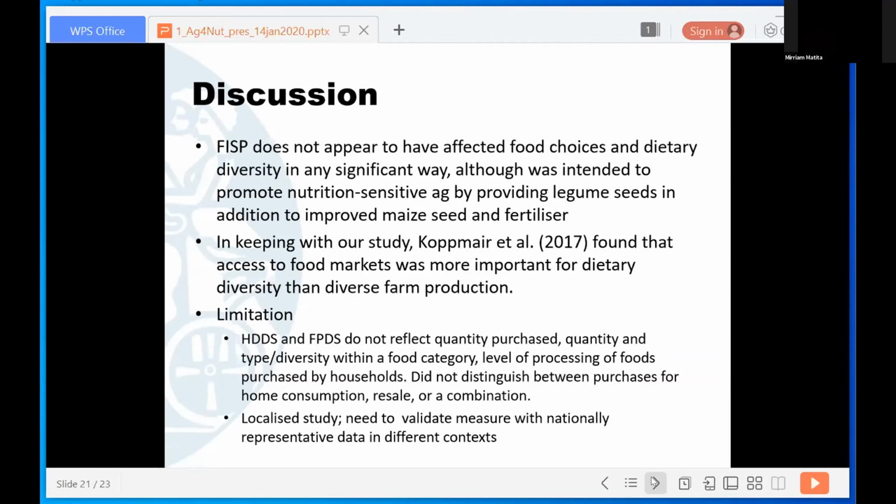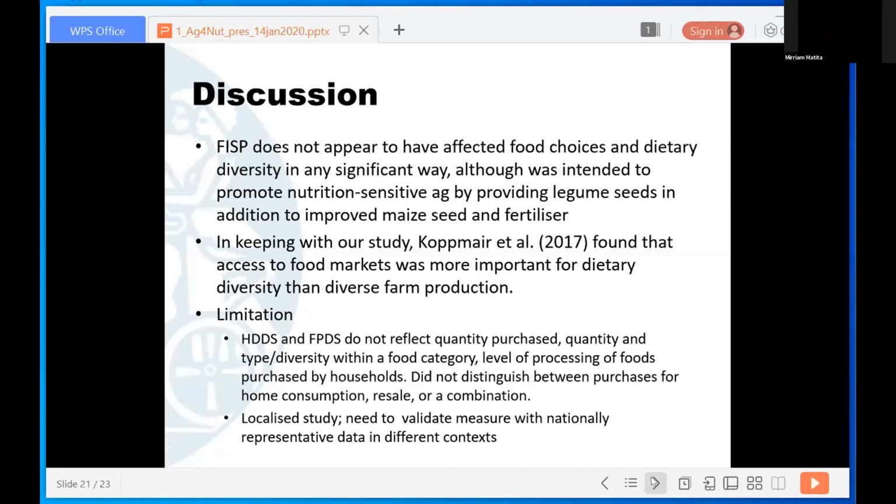So what are the limitations of this study? As with household dietary diversity, the farm production diversity does not reflect the quantity purchased or the quantity and type of foods that a household purchased. Similarly, we were not able to account for whether the foods that were being purchased were processed or not. And besides that, we could not distinguish between foods that were purchased for home consumption, resale, or a combination of the two.